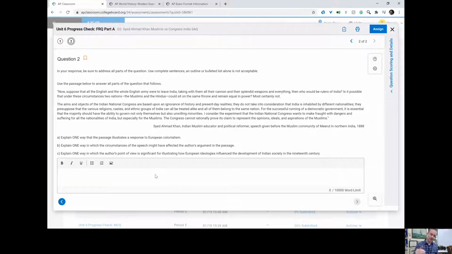But you got to get there in a hurry, my friends. Get there in a hurry, and the way you're going to do that, as I've said time and time again, is by reading those prompts first and by reading that stimulus in a very focused and efficient way. Don't just read it blind. Don't read it multiple times.